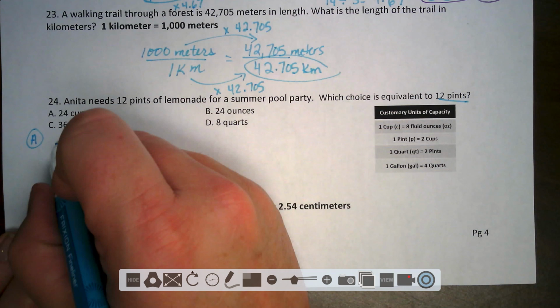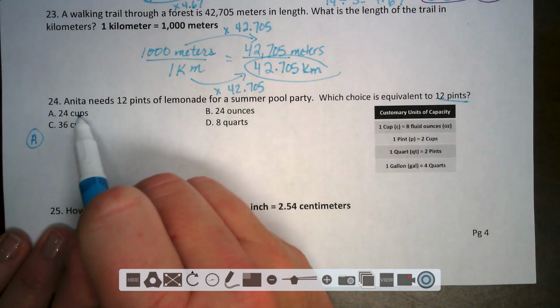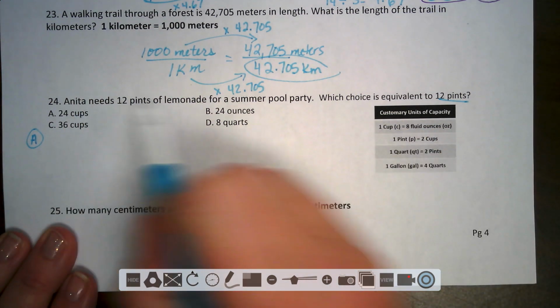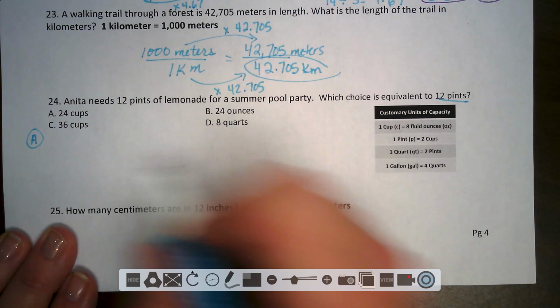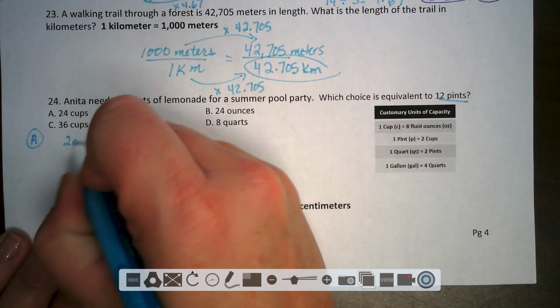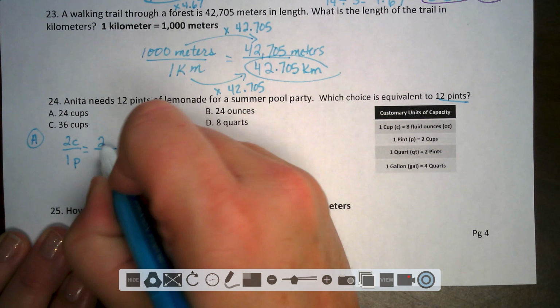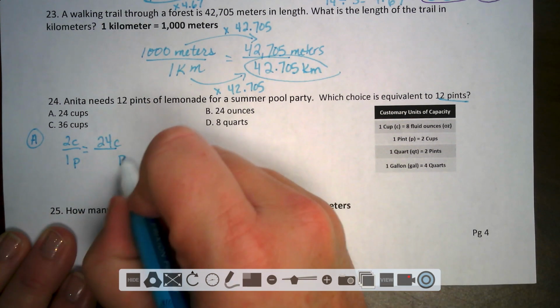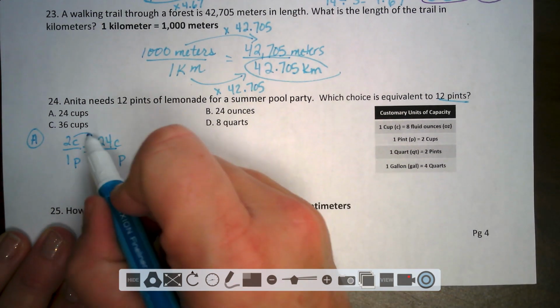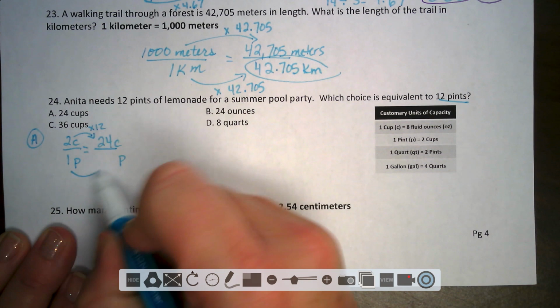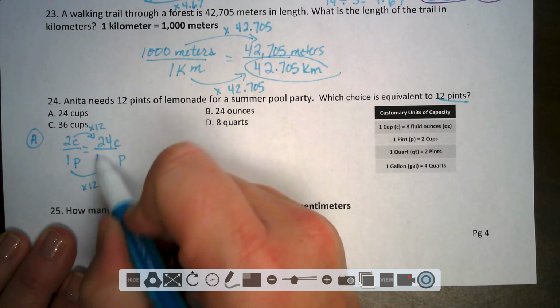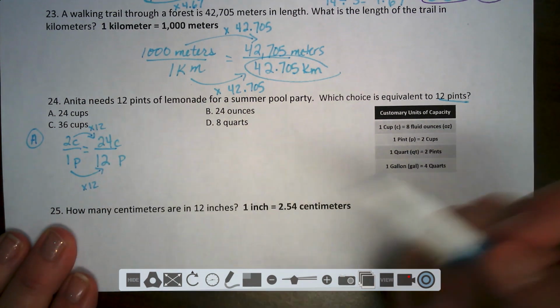So for A, I know that if I've got 24 cups and I've got pints, I need to set up my 1 pint to 2 cups. So here's my 2 cups, here's my 1 pint. And then I'm putting 24 cups up top, and I'm looking for that pints number. Well, how do I get from 2 to 24? Times 12. What is 1 times 12? It's 12 pints. Easy peasy.